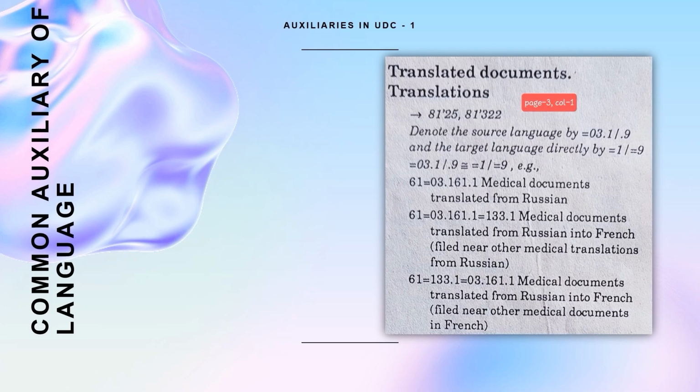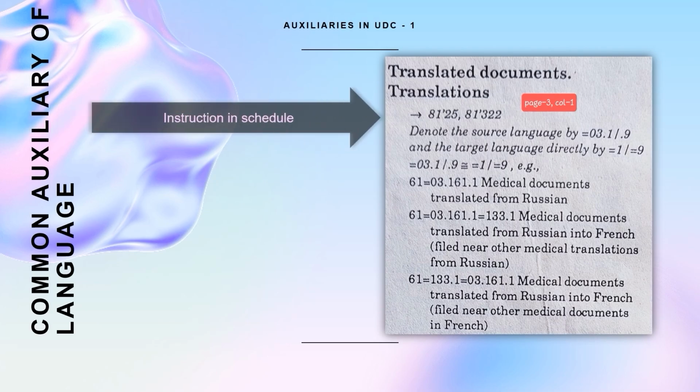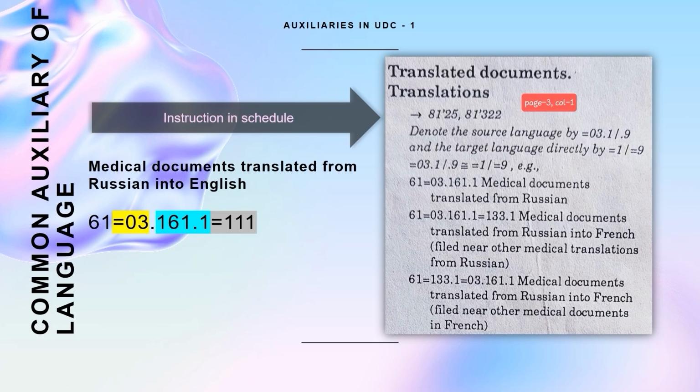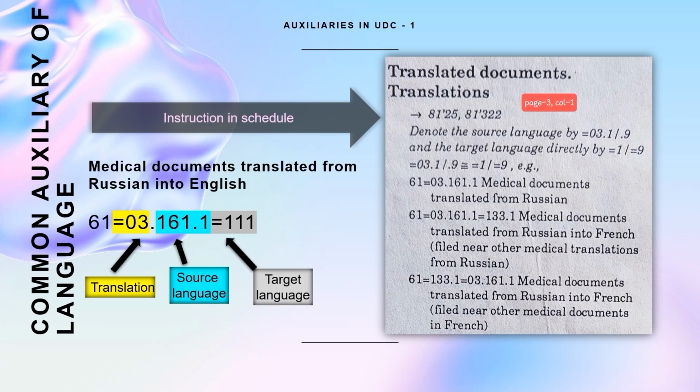Next you see another example. If there is a translation of a document, you see the example, medical documents translated from Russian into English. So English is the target language, 161, that is Russian, is the source language. Russian into English: target is English, source is Russian. Okay, and equal to 03 is the translation. So you see the note here in the UDC schedule, page number 3, column number 1, you see the translation.